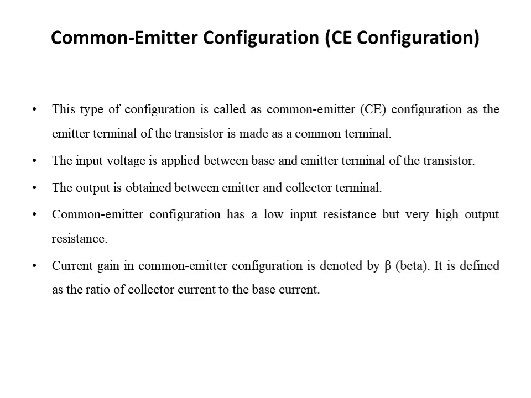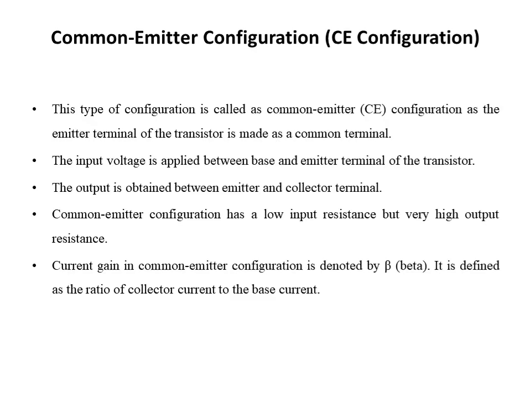Common emitter configuration. This type of configuration is called as common emitter configuration as the emitter terminal of the transistor is made as a common terminal. The input voltage is applied between base and emitter terminal of the transistor. The output is observed between emitter and collector terminal.